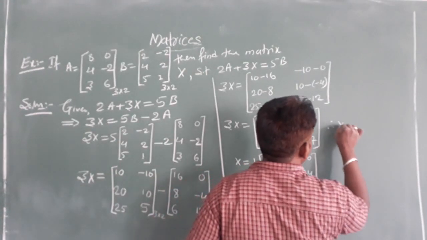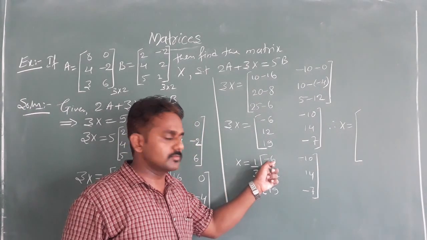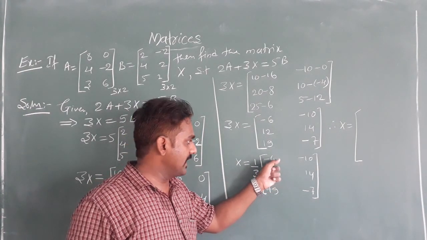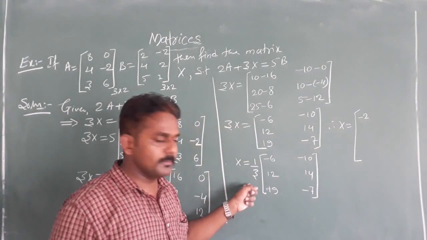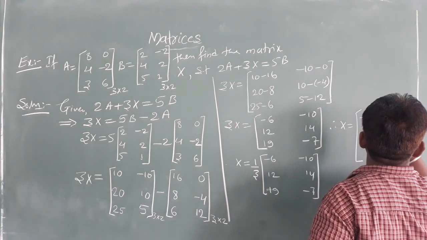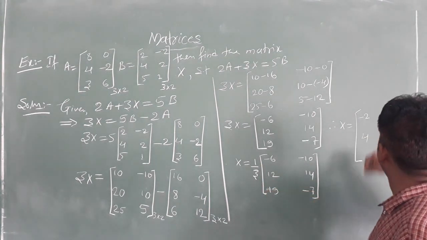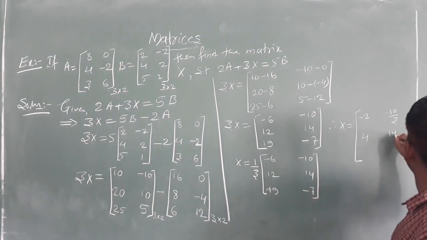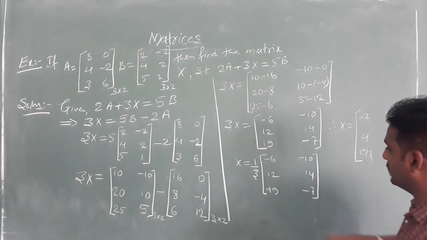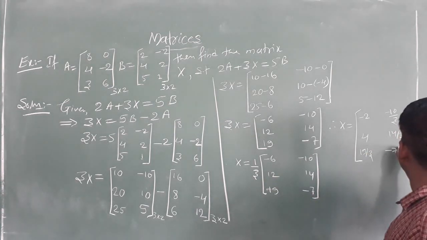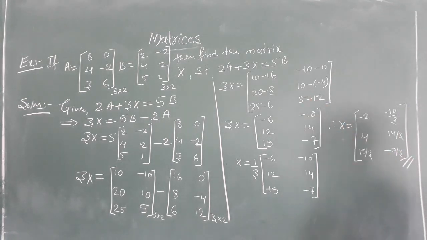Therefore X equals 1 by 3 multiplying each value. So it becomes dividing: minus 6 divided by 3, minus 2. Minus 10 divided by 3. Next, 12 divided by 3, that is 4. 14 divided by 3. Next, 19 divided by 3. Next, minus 7 divided by 3. This is the final answer for this question.